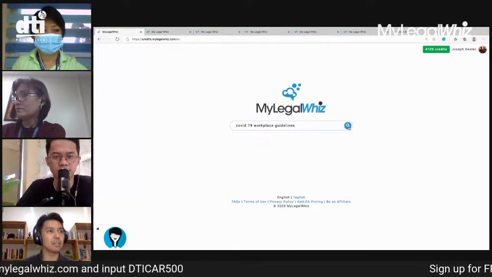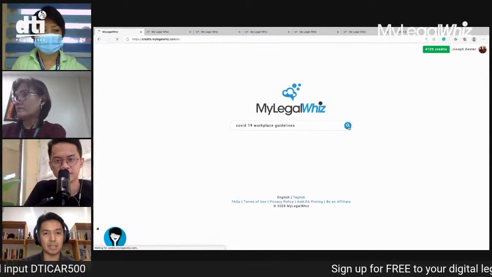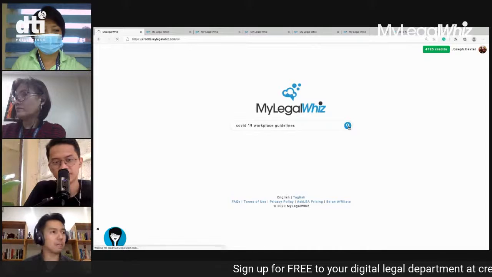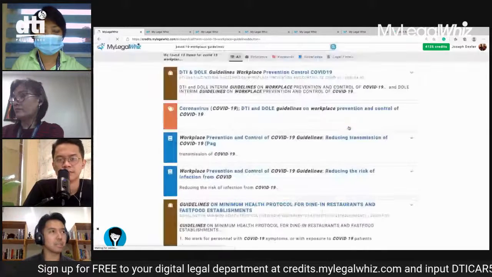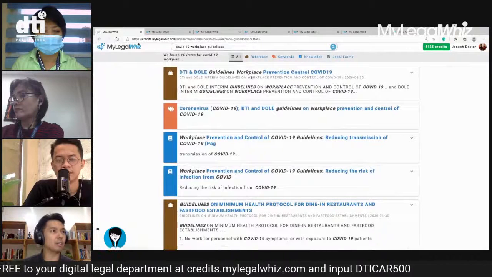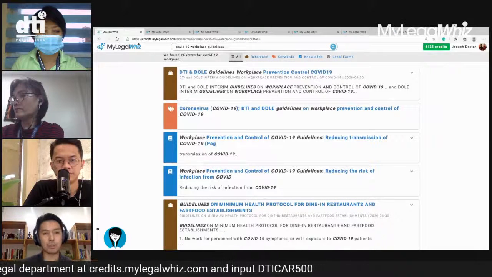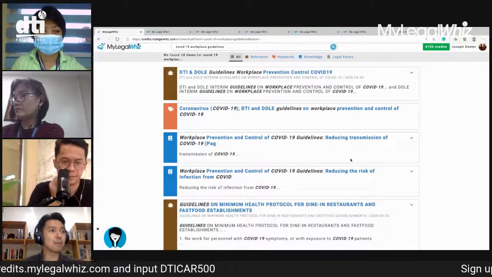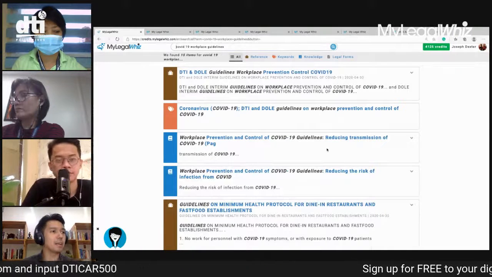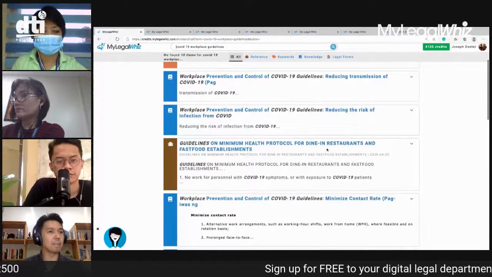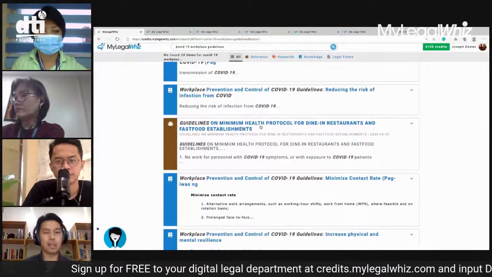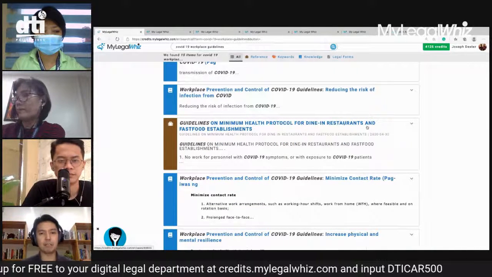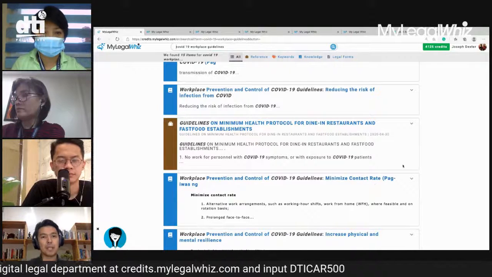Ito nga, meron ako dito, COVID-19 workplace guidelines, na makikita mo lang immediately by just clicking or typing it. And then you'll see the guidelines. This is the DTI and DOLE guidelines, workplace prevention control. And of course, yung mga protocol natin na minimizing contact rates, guidelines on minimum health protocol for dine-in restaurants. So nandyan po lahat yan.